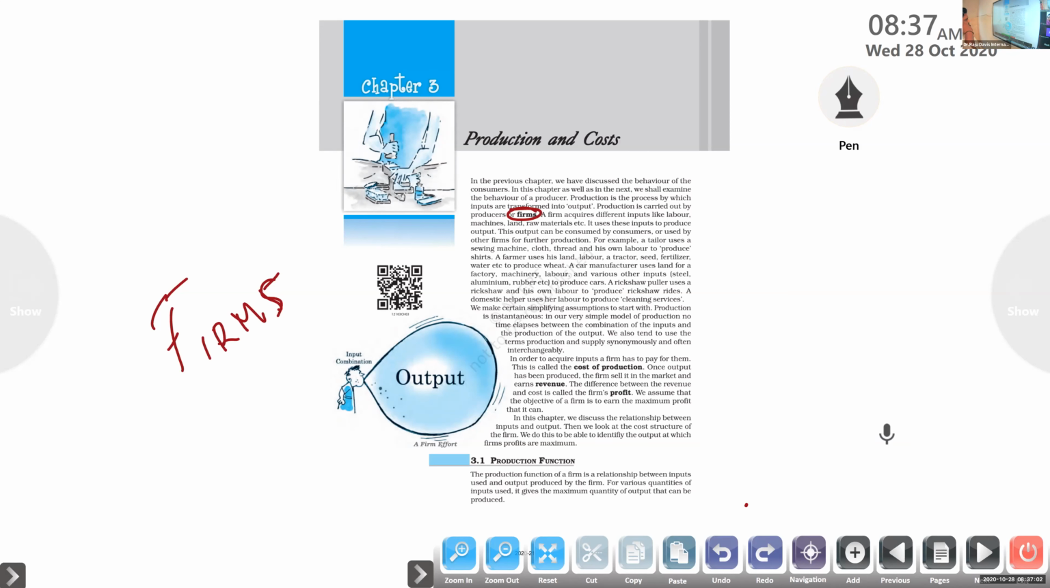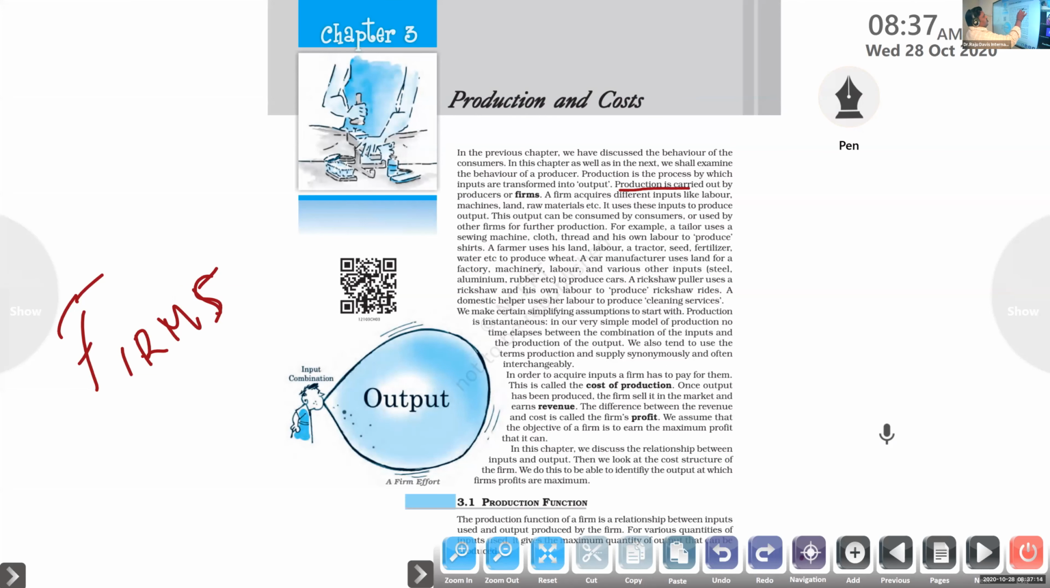You can see here that production is the process by which inputs are transformed into output. Underline that. Production is the process by which inputs are transformed into output. Production is carried out by producers or firms, firms in the sense of production units. That is the meaning of the term firm.